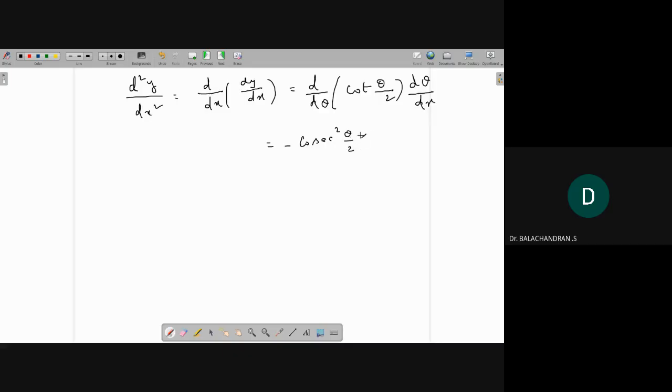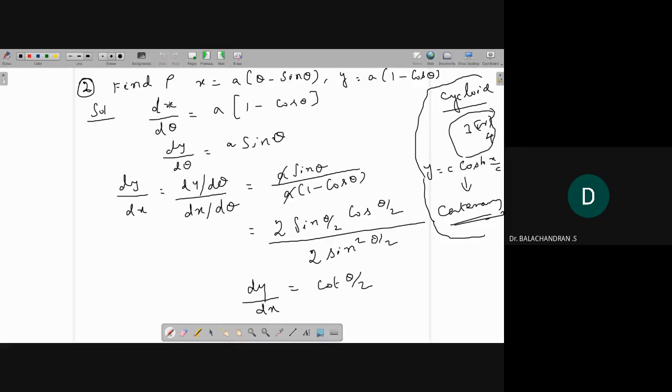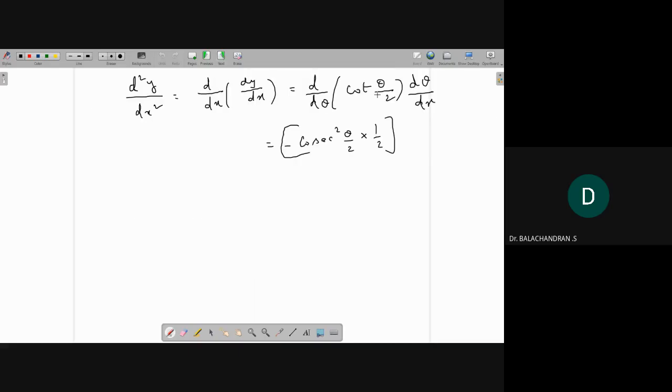Into 1 by 2, d theta by dx. But we know that dx by d theta is the reciprocal of this. That is 1 by a into 1 minus cos theta. So this is equal to minus 1 by 2a.